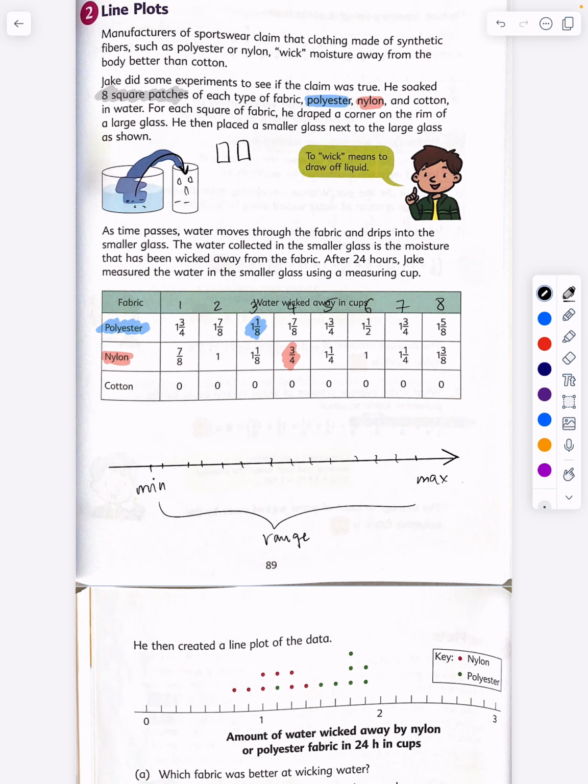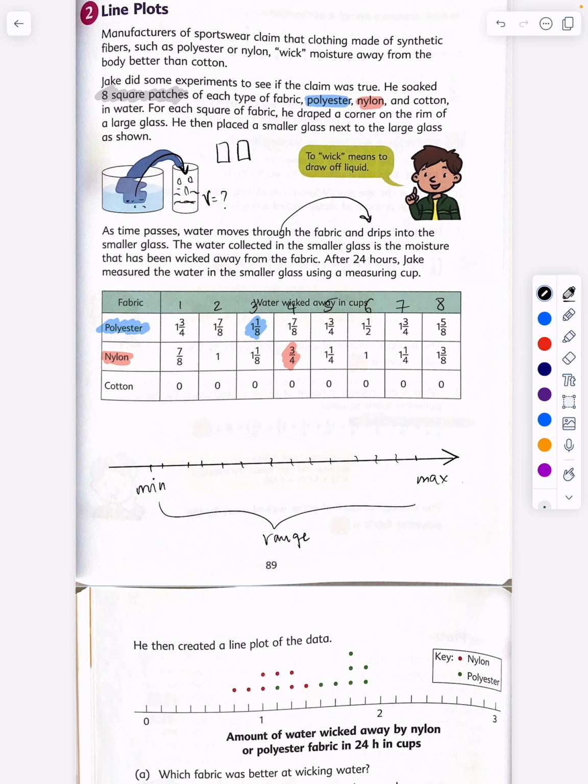And what happened, that's water. That's not a human face. He collected some water in a cup after a whole day. As time passes, the water moves through the fabric just like that and drips into the smaller glass. The water collected is moisture that's been wicked away, and after 24 hours, Jake measures the volume of the water in the cup, and he records his measures.